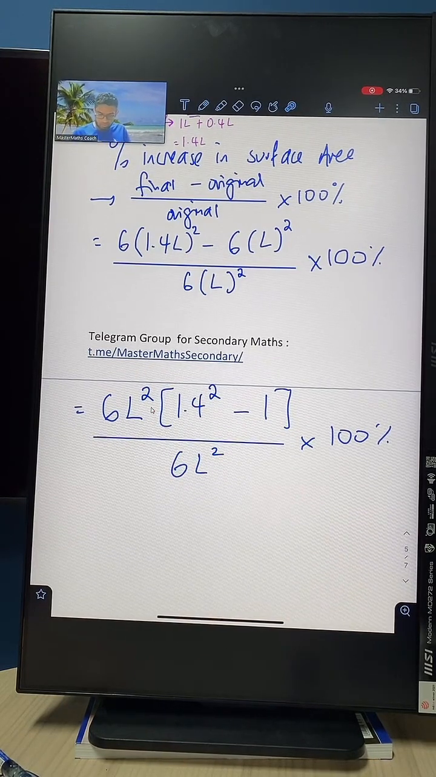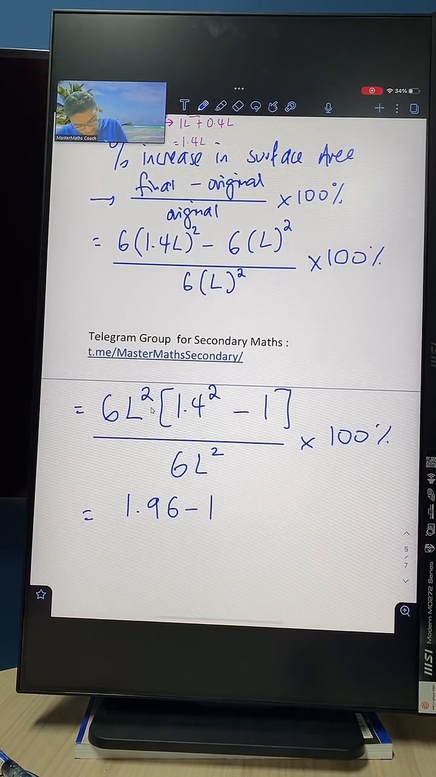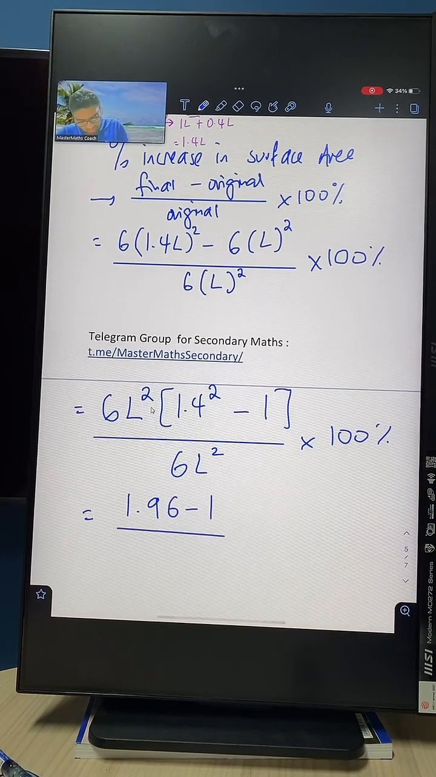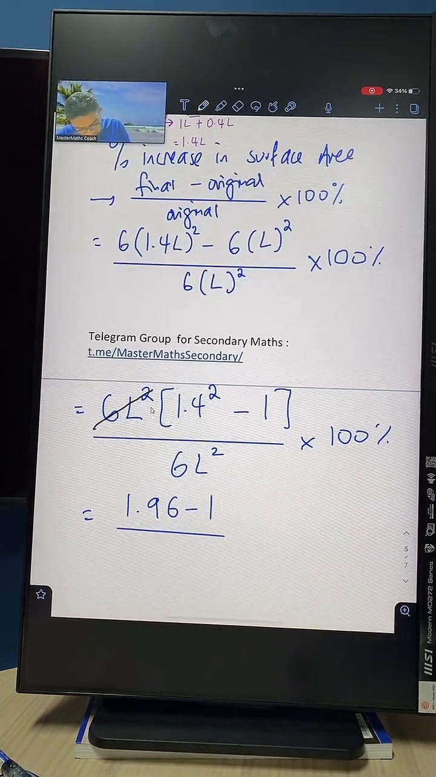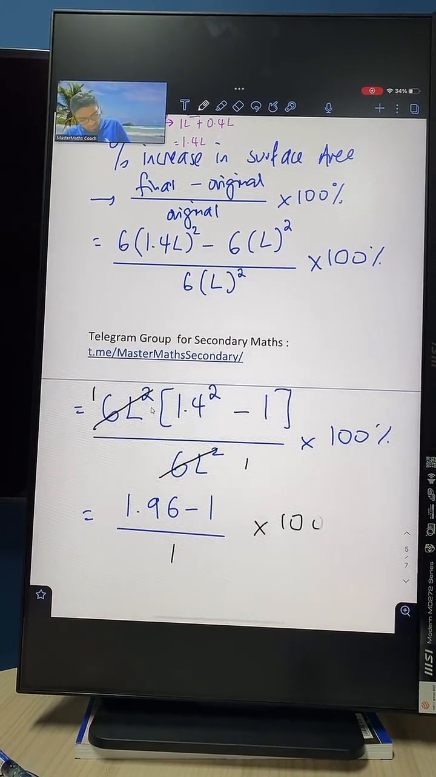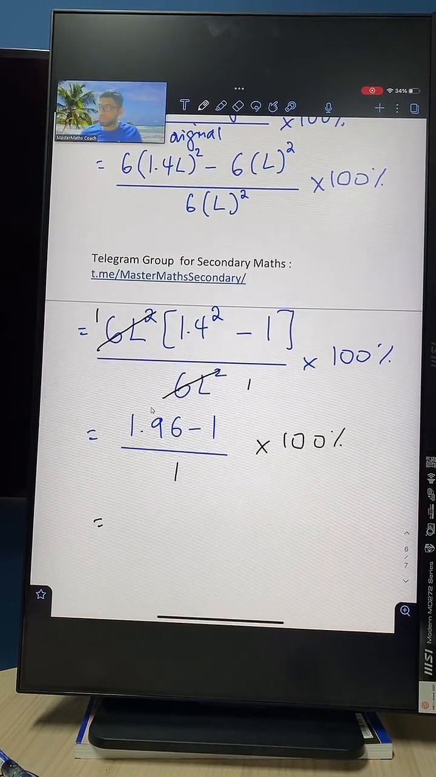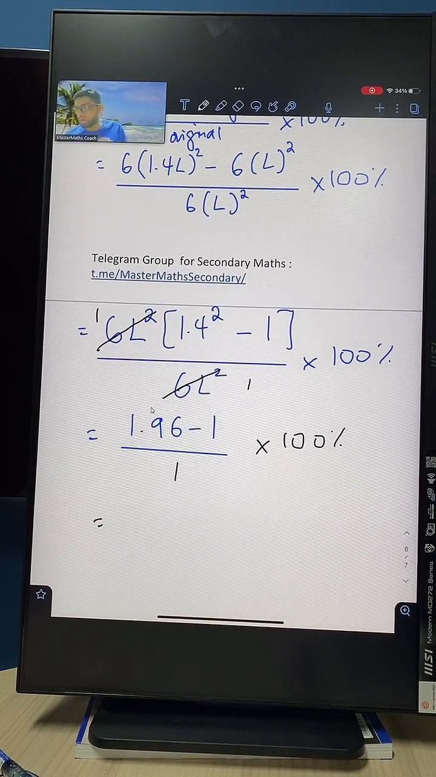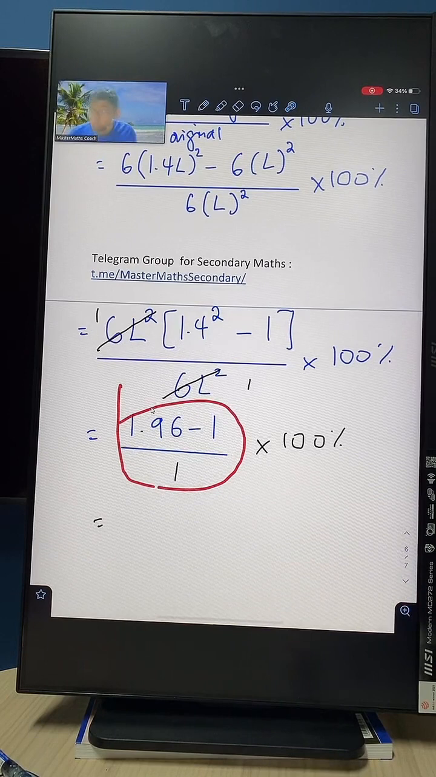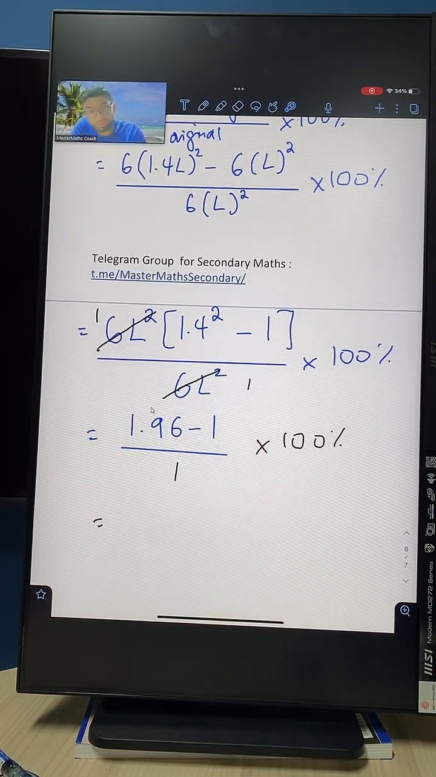Okay, let's press the calculator now. 1.4 times 1.4 is 1.96. 1.96 minus 1. Okay, so when you cancel earlier, you're left with a 1 at the bottom. So over 1 times 100%. My friends, final question for today. Please share with me what is the value of this particular expression multiplied by 100%. Press the calculator and let me know. Come on, let's go.